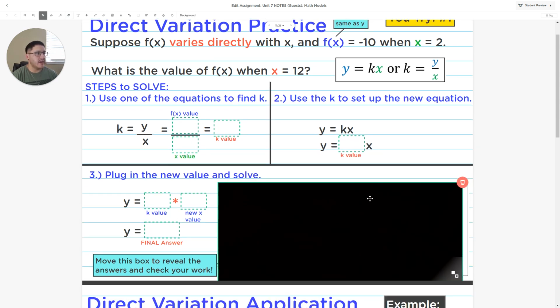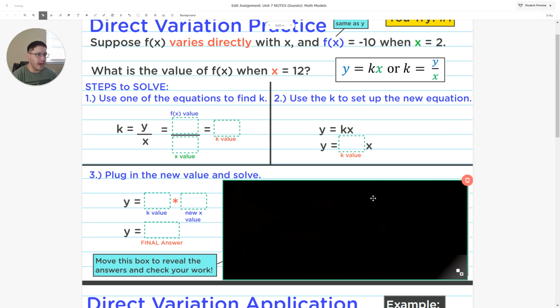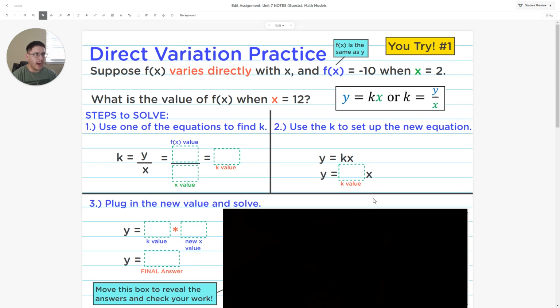If you're on ClassKick, you can move this box to try and check and see if you're doing everything correctly. Otherwise, I would ask for y'all to pause the video, answer this in ClassKick or on a piece of paper, whatever it is you're doing while watching this video, and see if you can get the answer. Otherwise, I'm going to go ahead and show y'all how to do this.